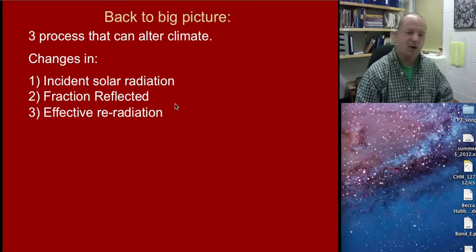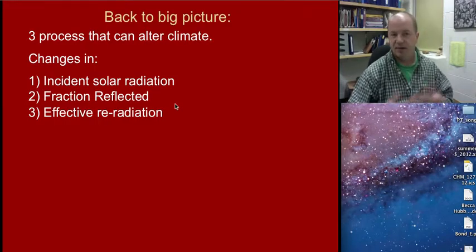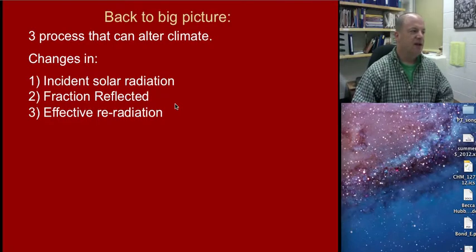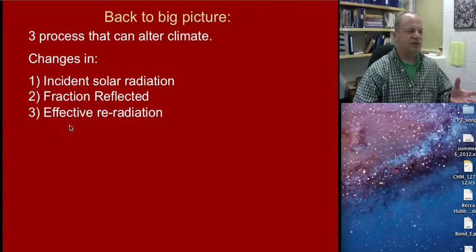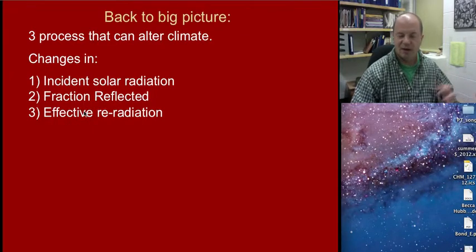If more light is bouncing off, it gets colder. If less light is bouncing off, it gets warmer. Okay, we could affect the degree to which the re-radiation process is effective, and the way we can affect that is by increasing the height of the dam.